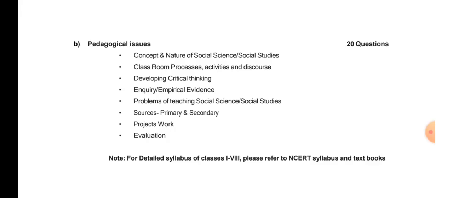All right. Now in pedagogical issues, what are we going to study? Concept and nature of social science or social studies we will study. Then classroom processes, activities and discourse we will study. Developing critical thinking we'll study. Inquiry, empirical evidence we'll study. Problems of teaching social science or social studies we'll study. So sources, primary and secondary types of sources we will study. And then project work and evaluation also we will be studying. All right. So these are the things we should know about social science in pedagogical study.